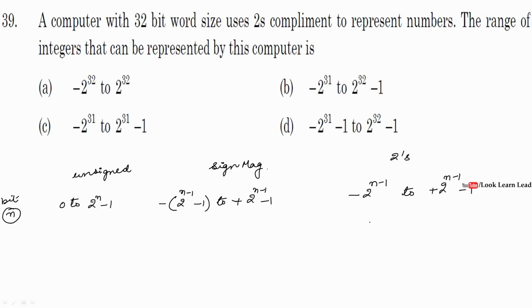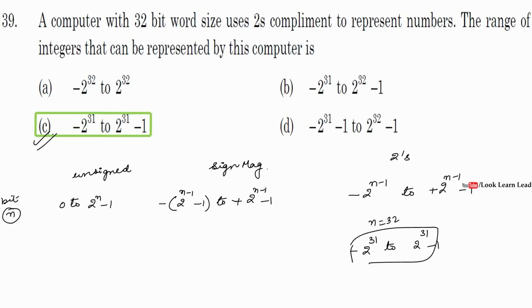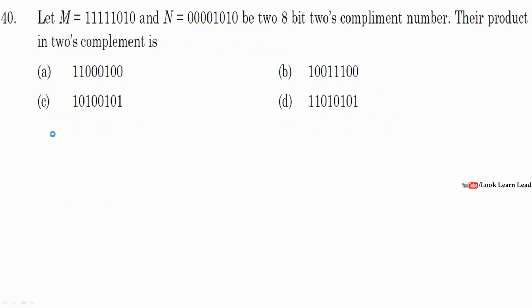That is, if n is equal to 32, we have minus 2 to the power 31 to 2 to the power 31 minus 1. So this is our answer, and this is answer C. Okay, for this one it is C. Next question. Let m and n be two binary numbers. What are m and n? They are 8-bit 2's complement numbers, and the product would also be a 2's complement number.